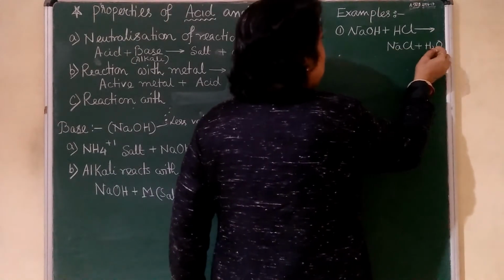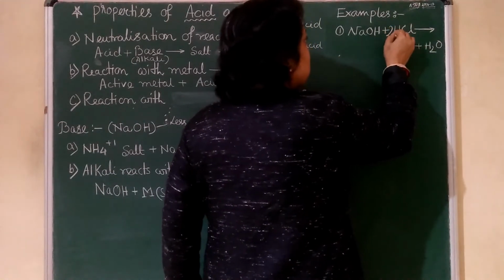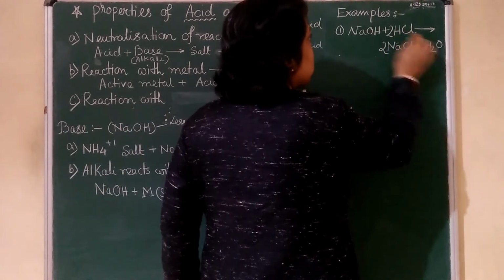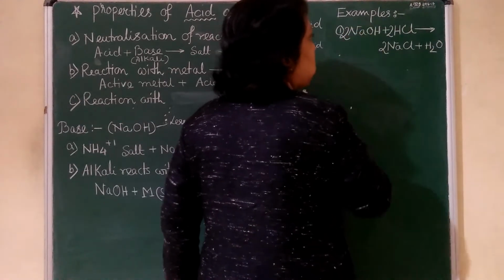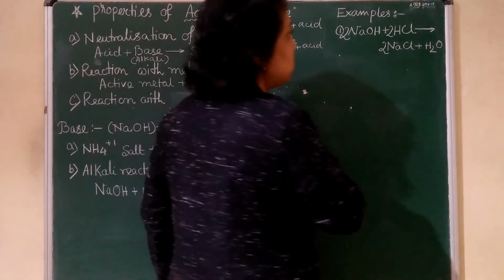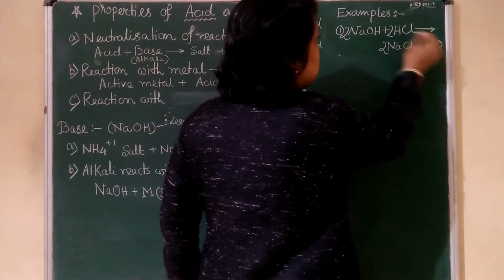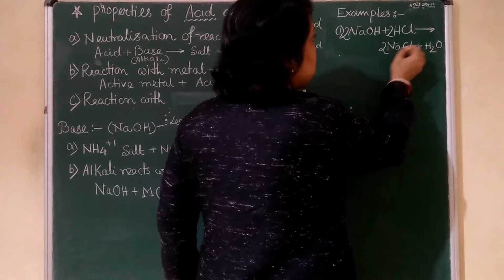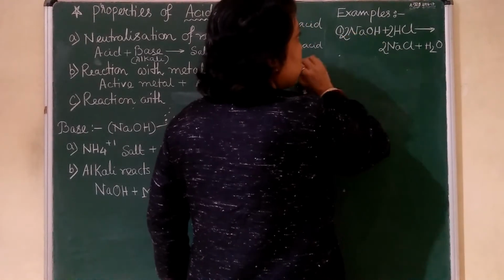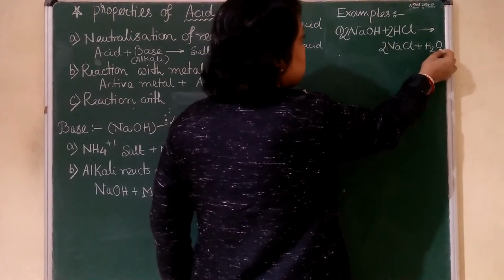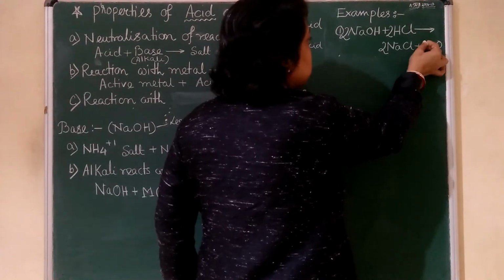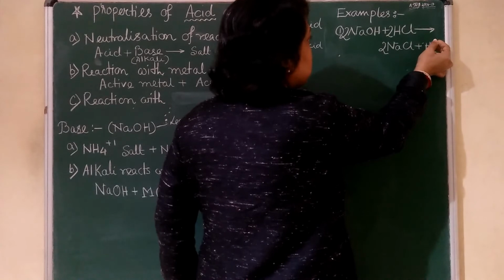Okay. Now we have to balance. So it is 2, this is 2. 2 oxygen. So now it is balanced. 2, 2, 2, 2. Hydrogen becomes 2. Cl becomes 2. So 2 NaCl, 2 Na. Oxygen becomes 2. So we have 2 plus H2O.